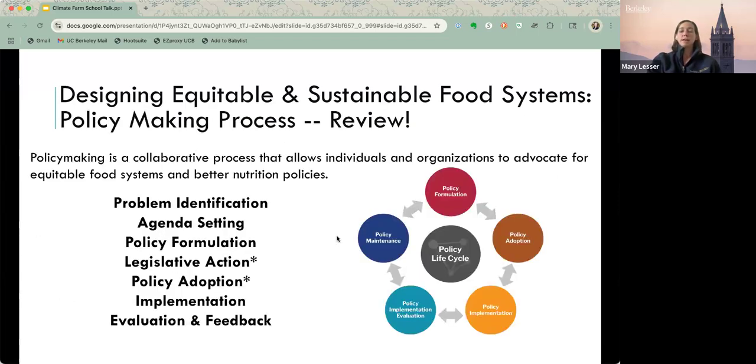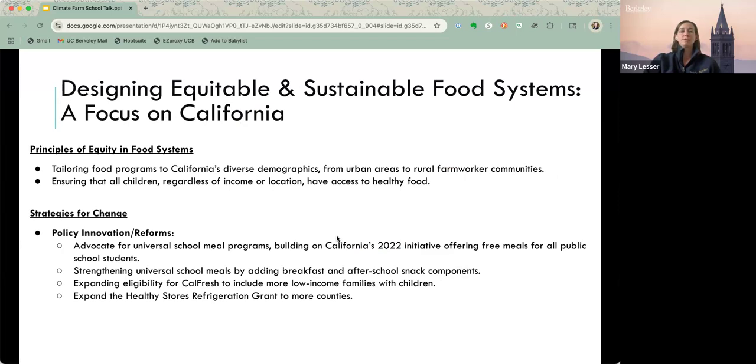All right, so when thinking about California, as I mentioned, it has its challenges, and it's a very diverse demographic. Urban areas, rural farm worker communities, more sprawl. We want to make sure that we're ensuring all children, regardless of income or location, have access to healthy food. Here are, off the top of my head, some examples of things that we could do, again focusing on policy. Advocating for universal school meals programs, so the continuation of what we have now, as well as building on it and maybe offering free meals for all public school students and beyond.